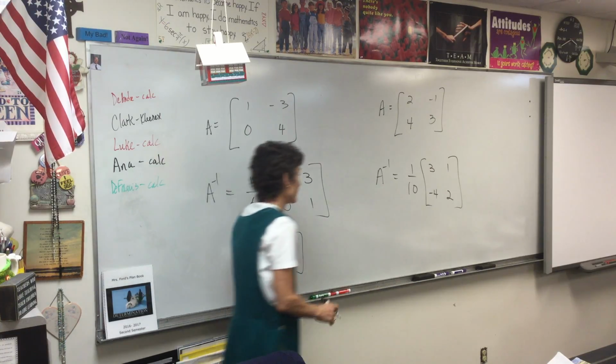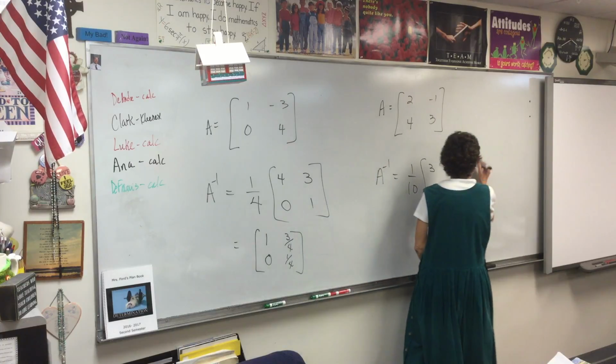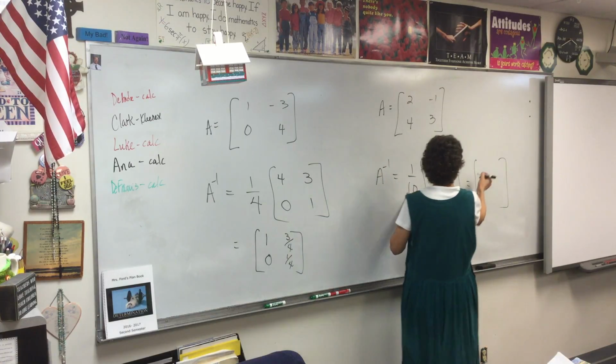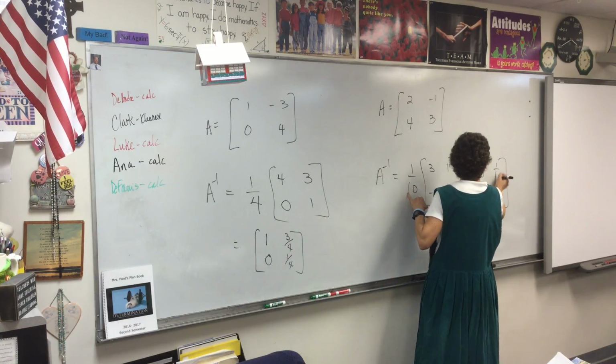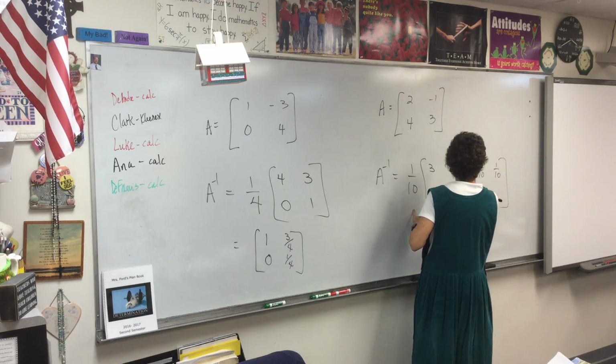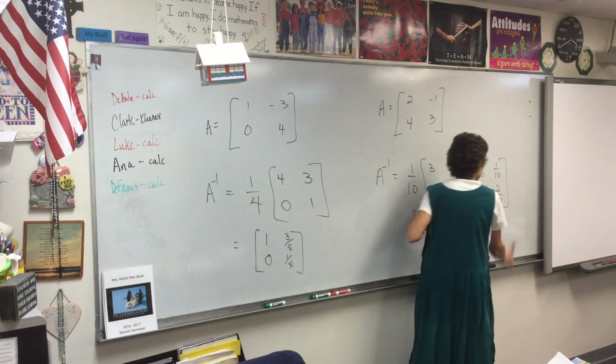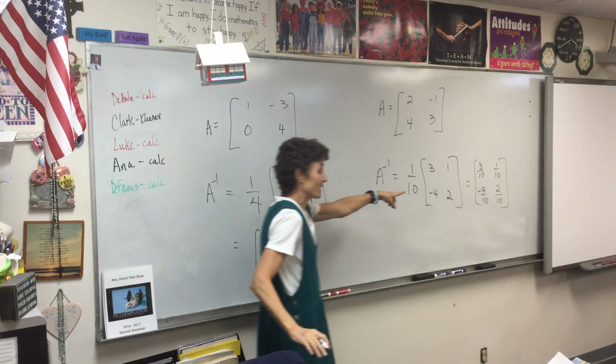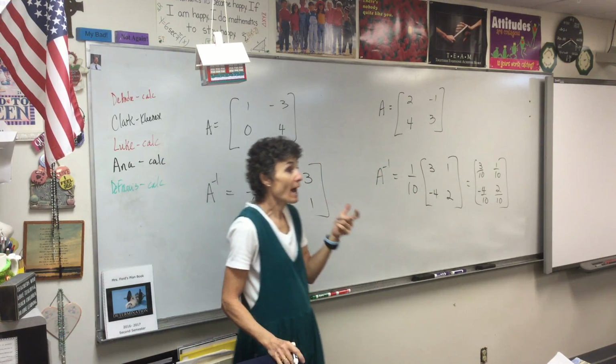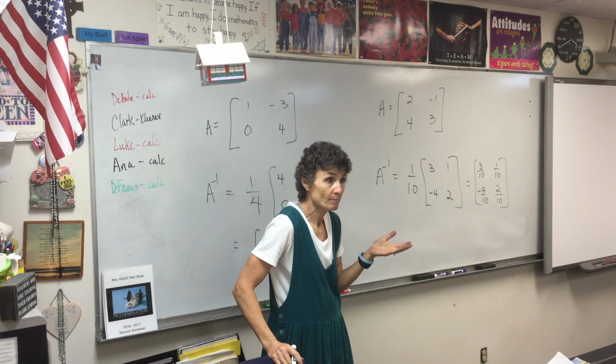Now we'll distribute, so here we go. That'll be our final answer. 3/10, 1/10, -4/10, 2/10. Now, sometimes, like on this problem, those fractions are going to end up reducing.